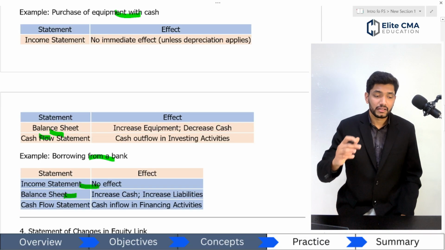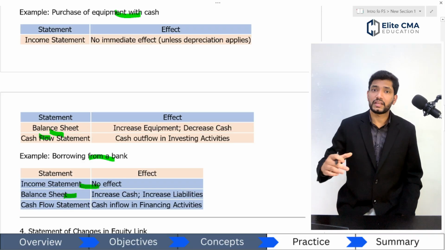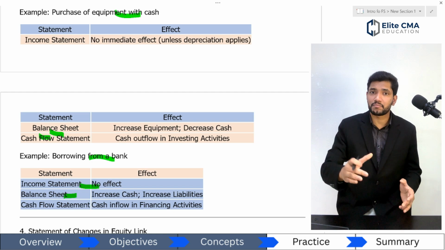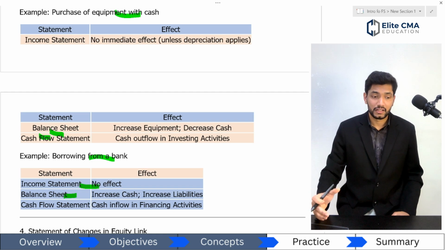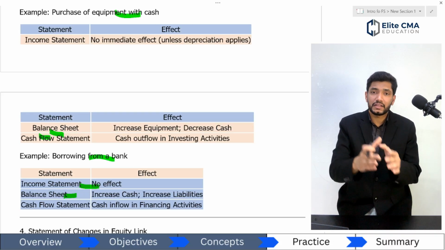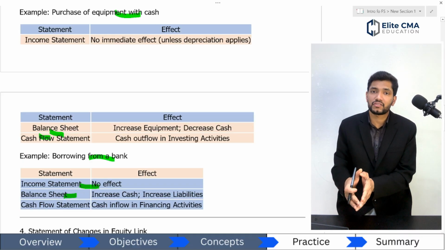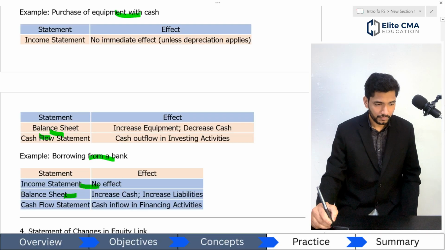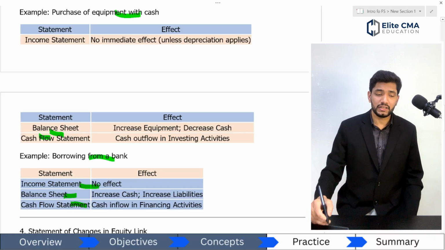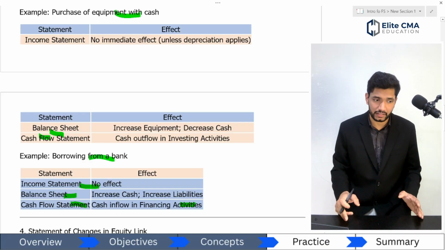In the balance sheet, it will increase the cash. If we borrow money from the bank, it will increase the cash balance, and at the same time, in parallel, it will create a liability in the balance sheet. So there is an increase in assets and an increase in liabilities. Then in the cash flow statement, from the financing activity, a cash inflow will be generated with this transaction.